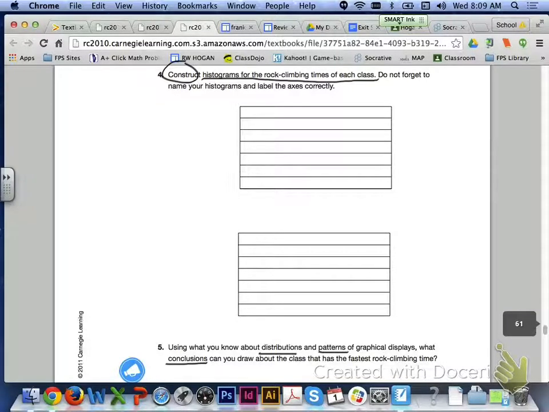I also would like you to do number 5 using what you know about distributions. So it's either going to be symmetric, skewed right or skewed left, and patterns. You're going to look for gaps or clusters. What conclusions can you also draw about the class that has the fastest rock climbing time? So make sure you answer all 3 of those parts for number 5 as well. So go ahead and do number 4 and 5 on page 1055.